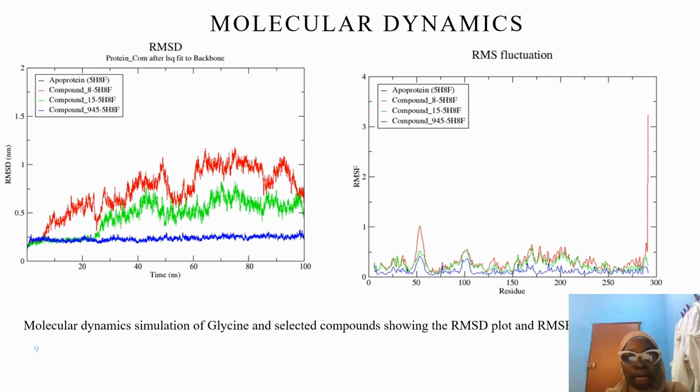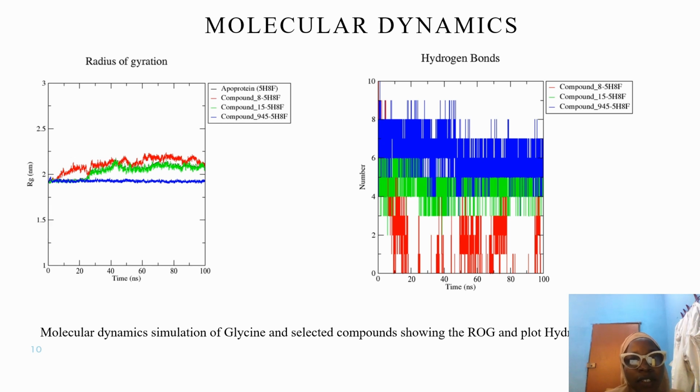0.23 nanometer. And the root mean square fluctuation helps to understand the rate of fluctuation of amino acid residues. From this result, compound 945 shows minimal deviation compared to other complexes. Radius of gyration helps to understand the compact structural integrity of the compound at the active site of the protein, and compound 945 also shows better structural integrity compared to other compounds. Hydrogen bond analysis confirms stable interaction, further supporting its role in NMDAR activation.